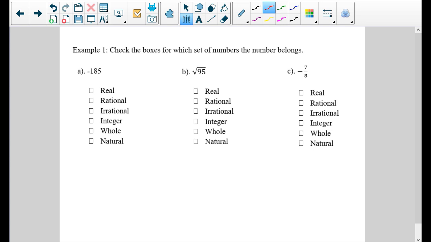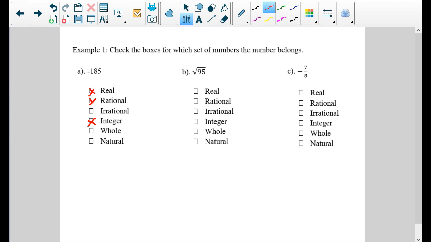So if we're looking at these values and we want to identify where they belong, -185, what kind of number is that? So is it natural? No. Is it a whole number? No. Is it an integer? Yes. If it's an integer, then it's also going to be what? It's also rational and real. So when you're doing something like this, it's best to start with the smallest and work your way up.